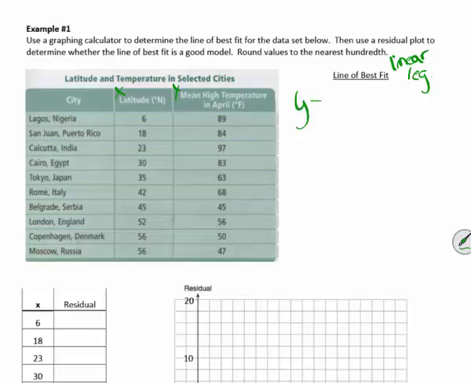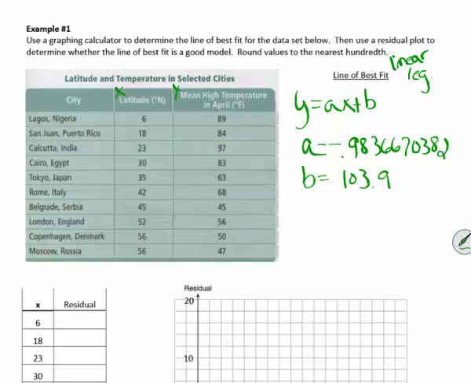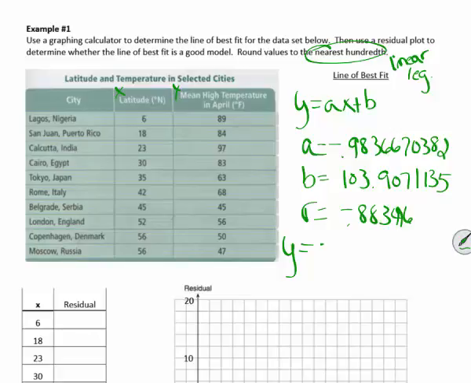When I did that in the calculator, and you can check your values to see if they match, I got a to be negative 0.983667038. b was 103.9071135. And r was negative 0.8834696. So my equation, because they asked me to round to the nearest hundredth, would be y equals negative 0.98x plus 103.91.